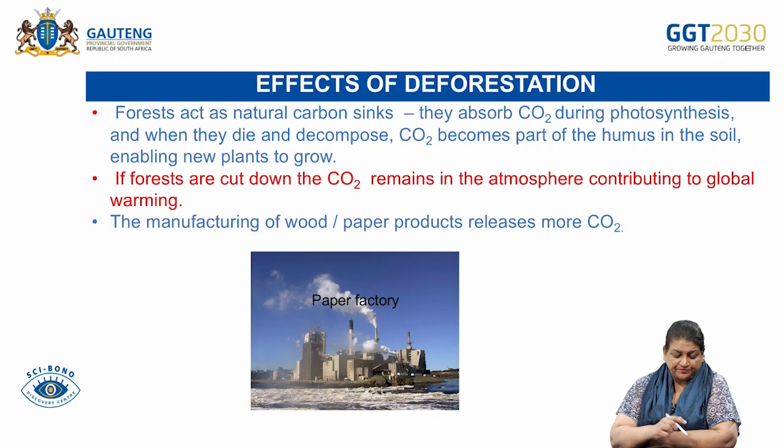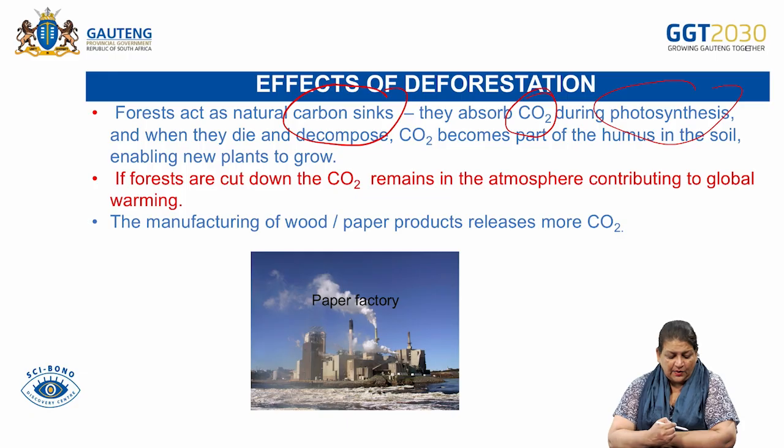All right. Look at now. They're cutting down the trees. Now they're having a paper factory. This paper factory is releasing CO2, nitrous oxide, and even methane into the atmosphere. So forests act as natural carbon dioxide sinks. They absorb CO2 during photosynthesis. They take in our CO2.